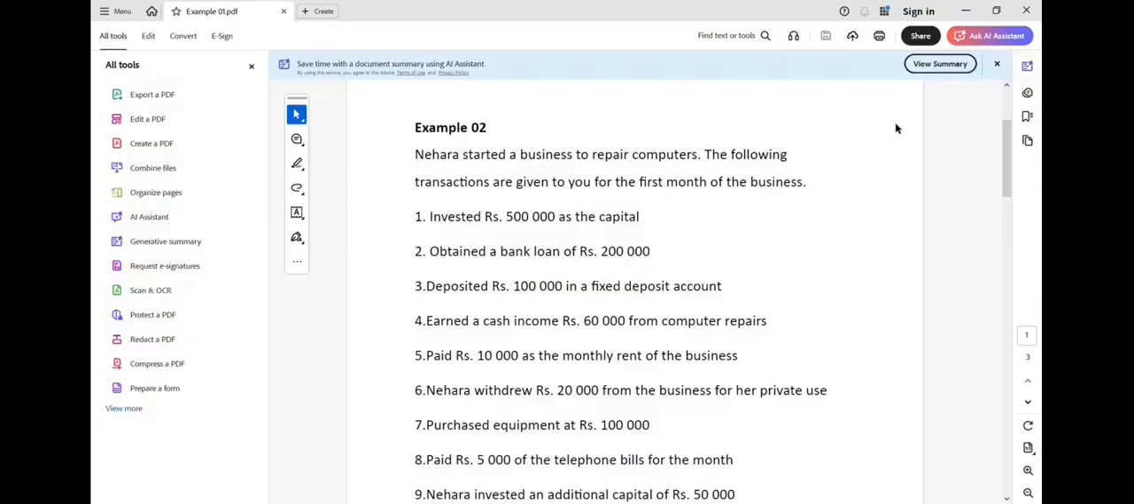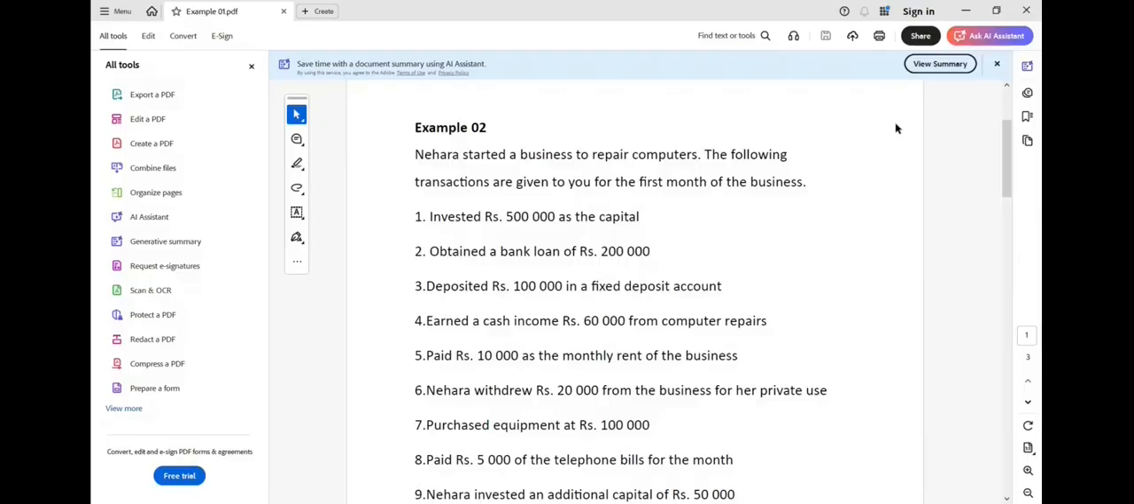Now look at example number 2. Nehara started a business to repair computers. The following transactions are given to you for the first month of the business. Now here you can see this is a computer repair shop. So when it comes to this type of business, their stocks should be computer items. Their inventory is computer items.